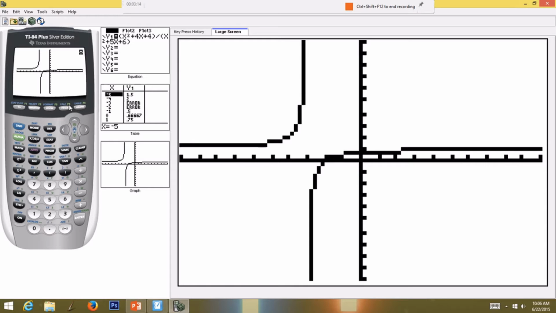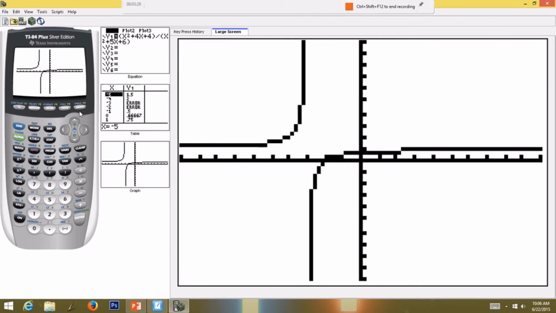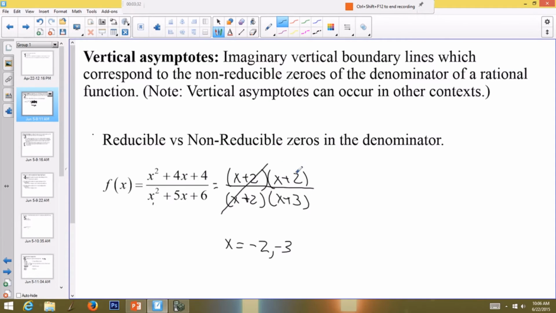But if you look at our table here, at both -3 and at -2, we've got an error. We've got that division by 0 error. So even though we don't have a vertical asymptote at both places, we have one where we have the irreducible. I can't reduce this -3 asymptote.